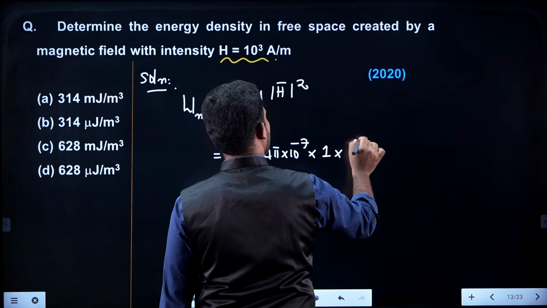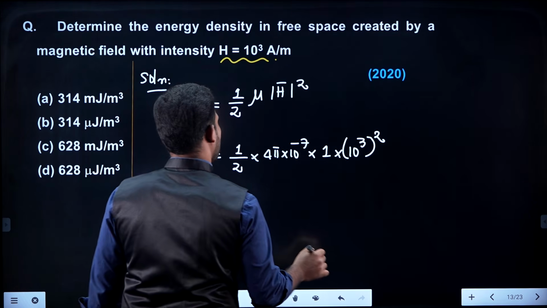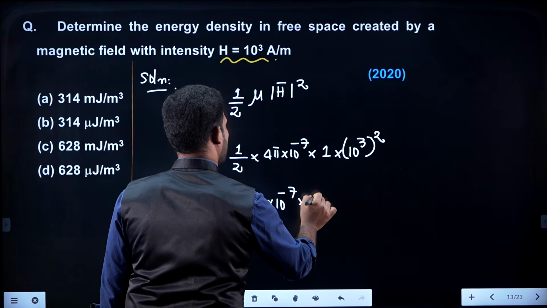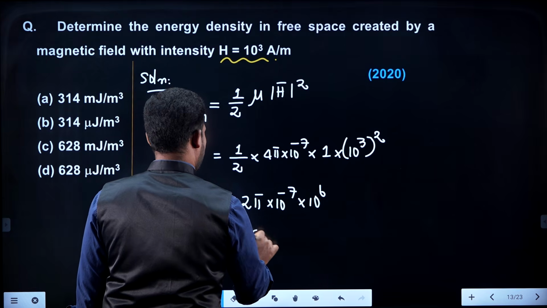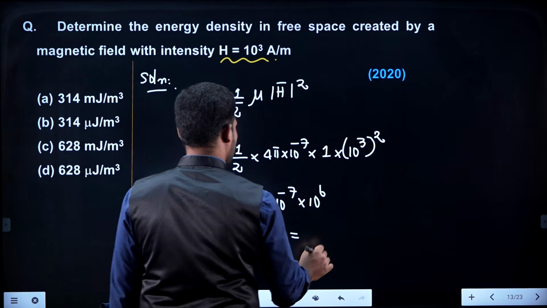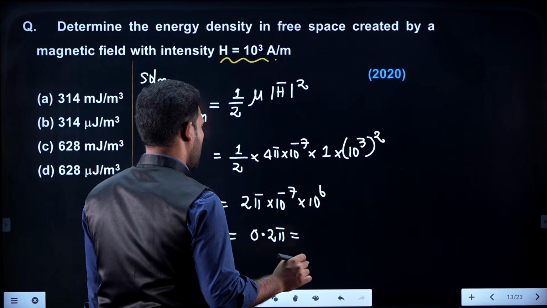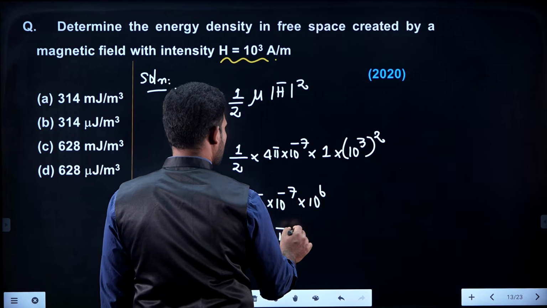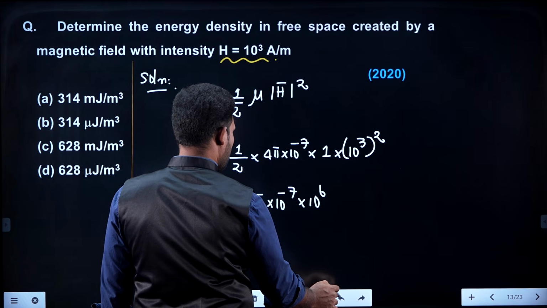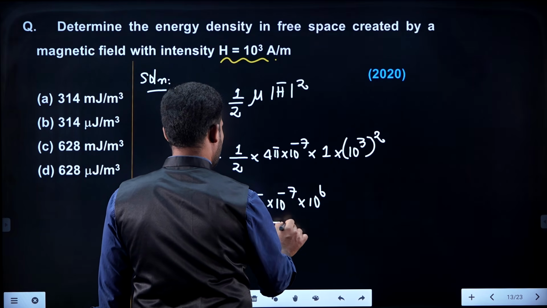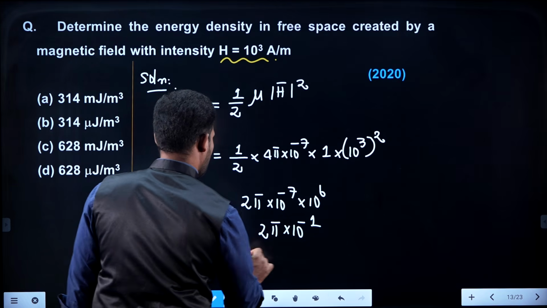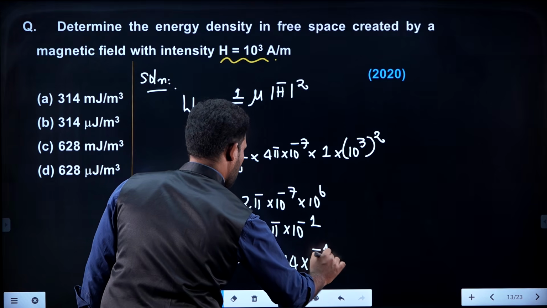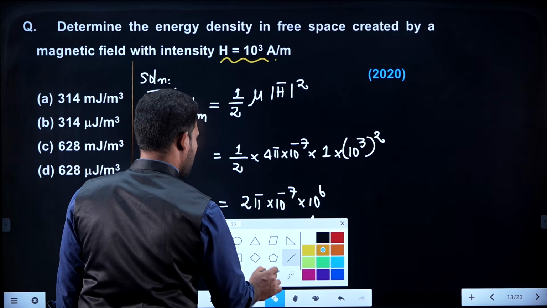What is the H magnitude? It is 3 whole square. So this is 2 pi into 10 to the power of minus 7 into 10 to the power of 6. It is 0.2 pi. So adjust this answer according to the options.